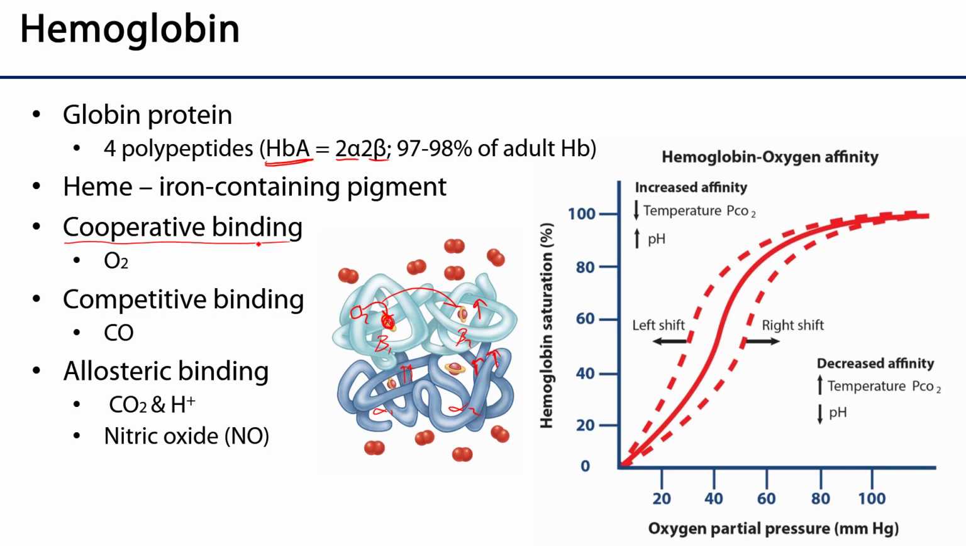But there is also competitive binding that occurs at these heme groups. This competitive binding occurs with carbon monoxide, because carbon monoxide can bind here, and sad news flash, or I should say, hemoglobin has a higher affinity for carbon monoxide than it does for oxygen. We'll see what that means shortly.